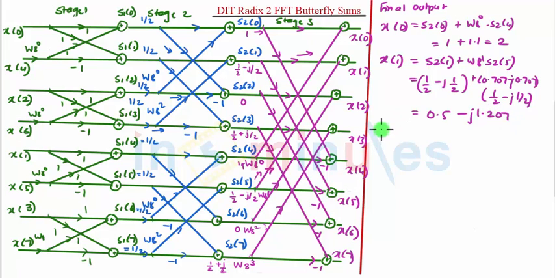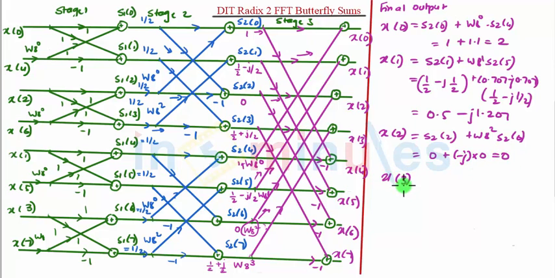Let us go for x of 2. x of 2 is given as s2 of 2 plus W raised to 2 s2 of 6, that is here s2 of 2 and W raised to 2 multiplied by s2 of 6 coming from here. So that is 0 plus minus j into 0, that finally gives out 0.